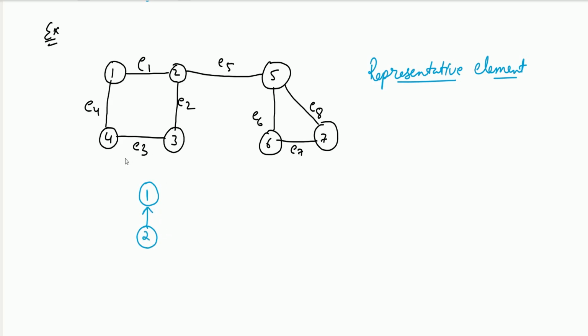Now let's suppose we try to add E3. So now we will have 3 and its child will be 4, and next let's suppose we try to add 2 and 5. Now we will see how the sets are detected. 2's parent is 1. 1 does not have any parent. 5 is alone right now. So it means they both belong to different sets. Why? Because the representative element of 2 is 1 and the representative element of 5 is right now 5 itself.